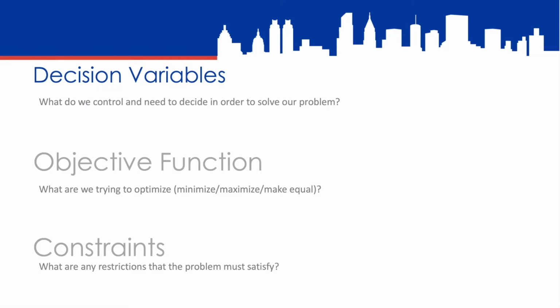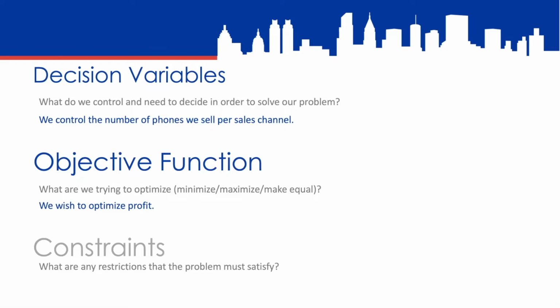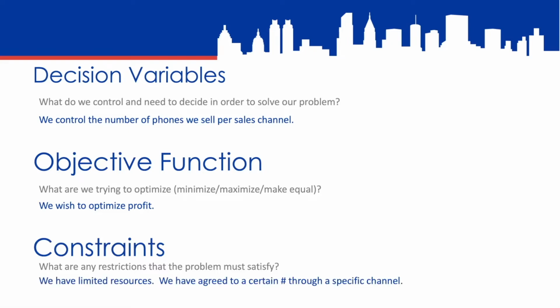Looking at decision variables, you control the number of phones sold per sales channel. It is a decision variable because as you change it, your objective function will change as well. Let's look at the objective function. And we're wishing to optimize our profit. As our decision variables change, so will the profit. Next, let's look at our constraints. You have a limited number of resources. And also, you have agreed to sell a certain number of phones through a specific channel.